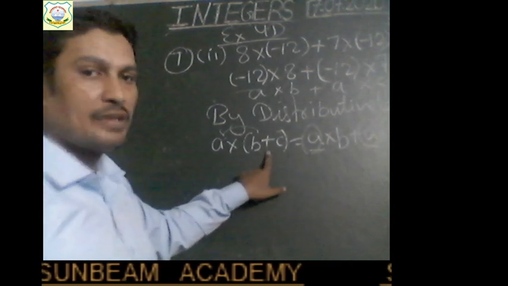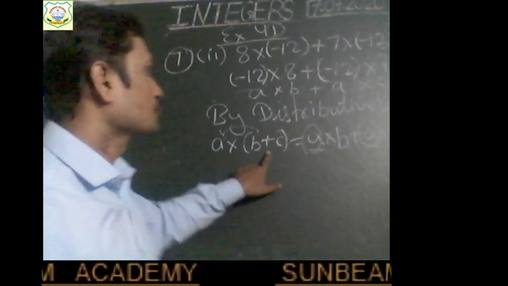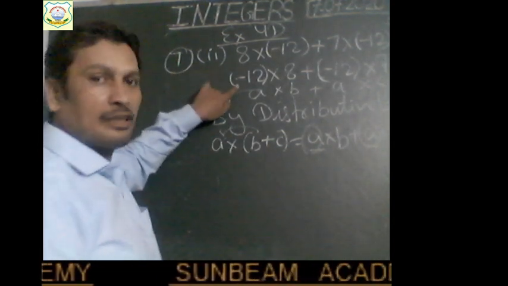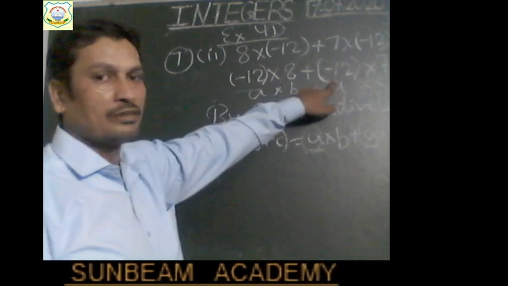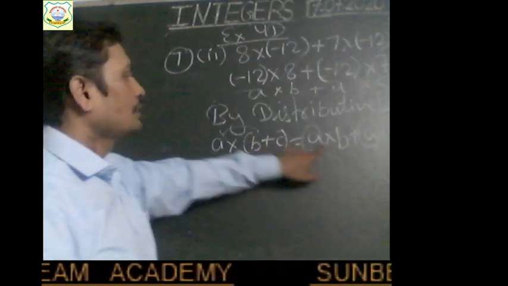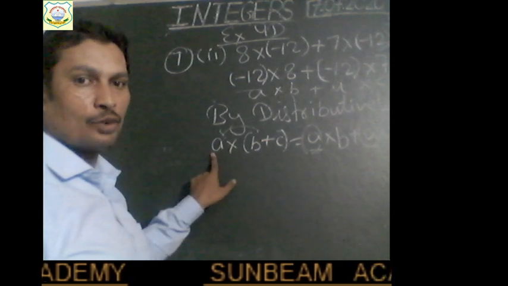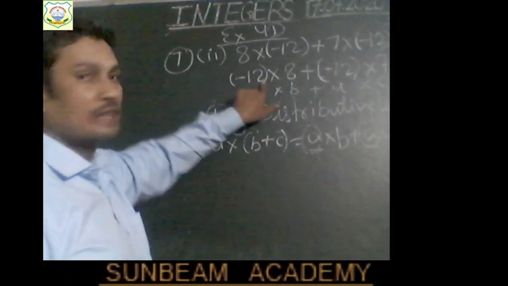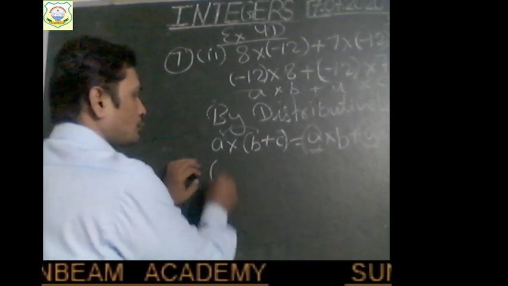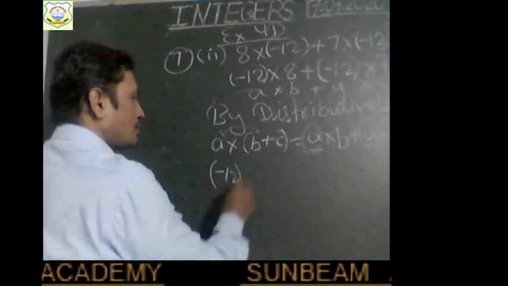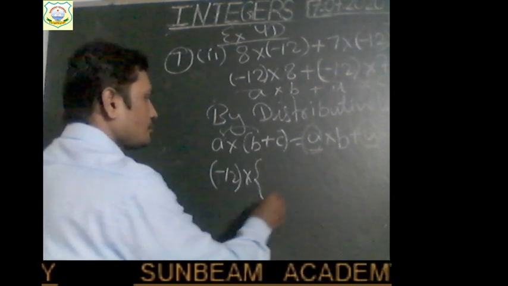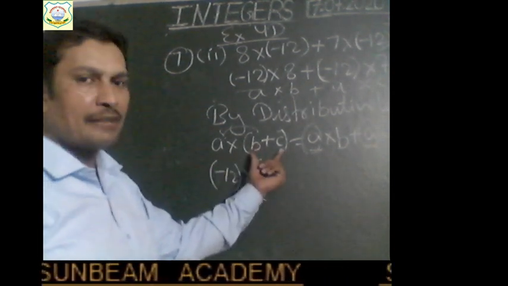So we will use plus sign here. Am I right? Here the common integer is minus 12 and minus 12. So if we take minus 12, here a is taken outside. Okay. Here we will take minus 12 outside. So write in place of a, minus 12 into, and in the bracket we will write b plus c.